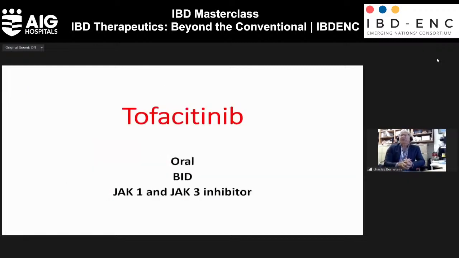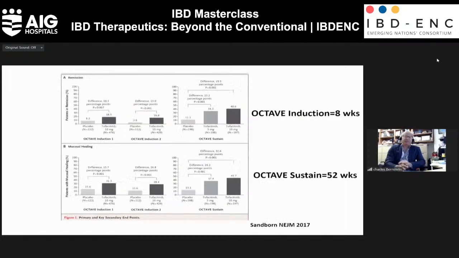Okay, so let's talk about tofacitinib first. It's a pill. It's administered twice daily, and it is a JAK1 and JAK3 inhibitor, which makes it a bit broader across the spectrum of JAK inhibition than some of the newer ones. And if it's broader, it's possible that it may have more toxicity.